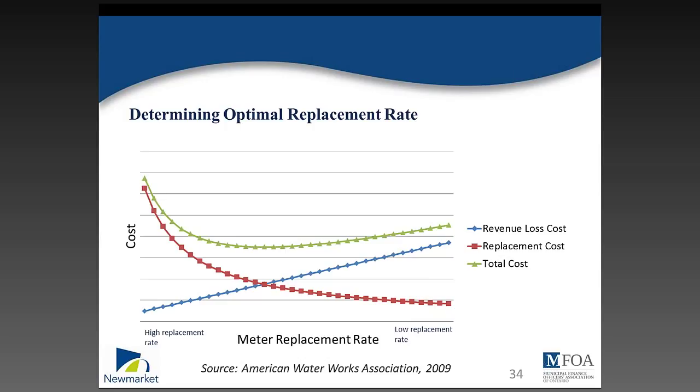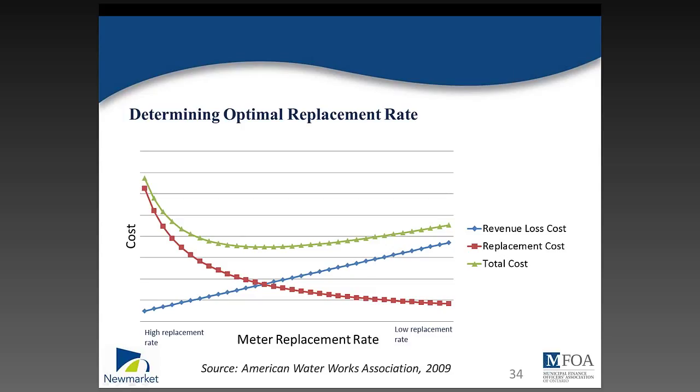So once you know more about meters, you can determine the optimal replacement rate and how much you can profit from actually replacing at the optimal replacement rate. The two main drivers in this model of calculating optimal replacement rate are replacement cost and lost revenue. The red line here with the squares is the replacement cost. The less frequently you replace, there's an exponential decrease of the cost. But at the same time, the less you replace, there's a linear increase of your revenue loss.